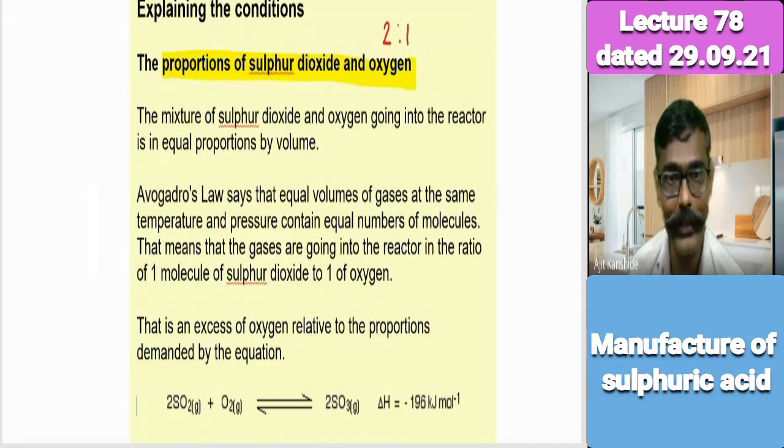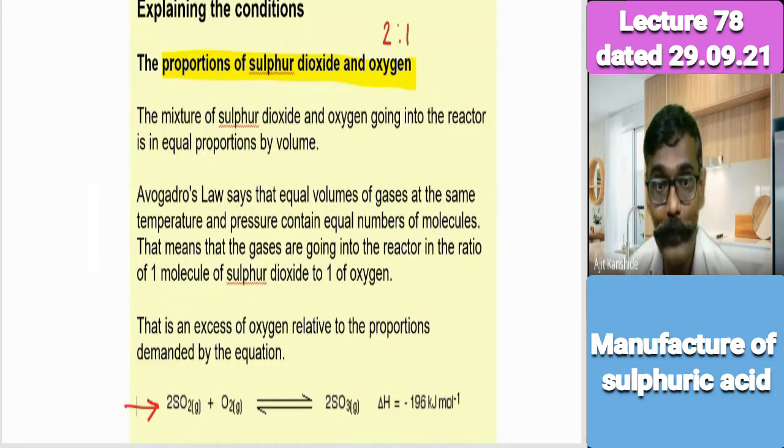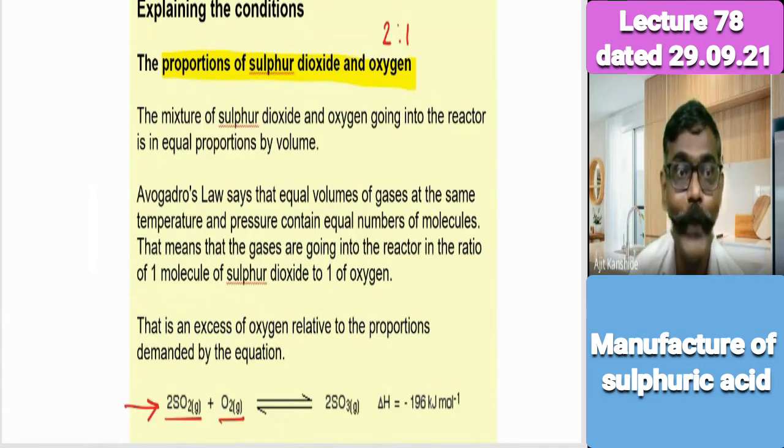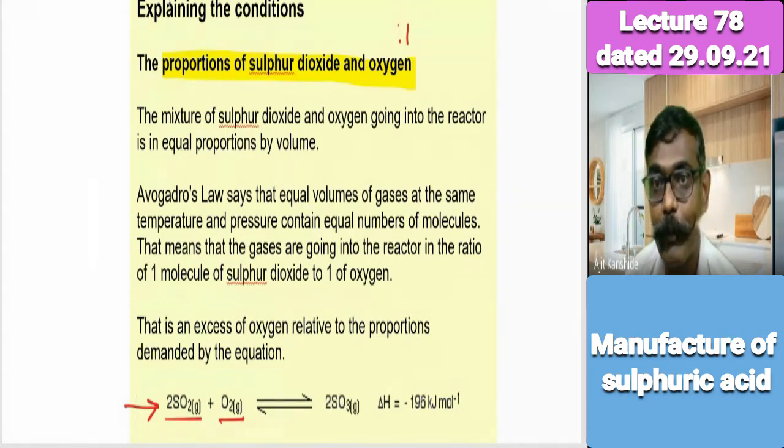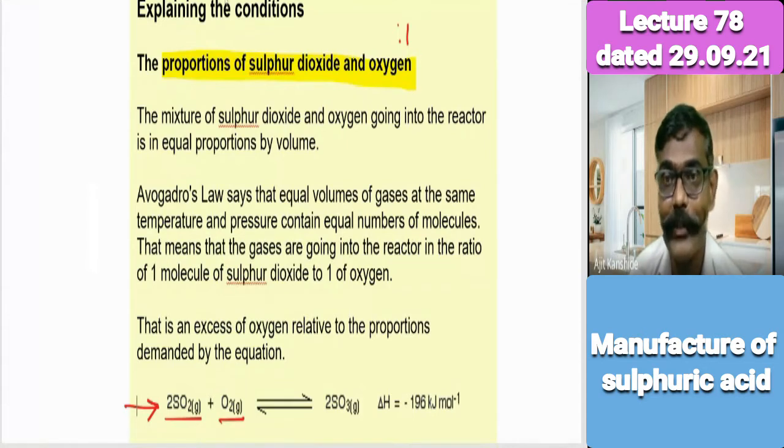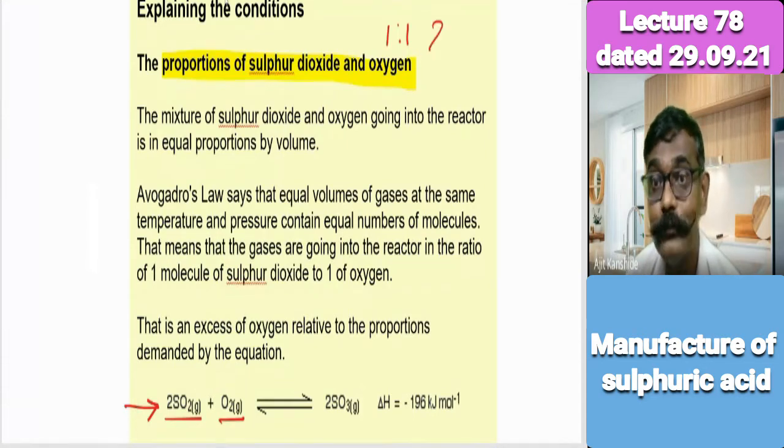See the reaction at the bottom. 2 sulfur dioxide molecules and only 1 oxygen. So the expectation was 2 is to 1. But what is the reality? What is the practice? Practice is 1 is to 1. Why? That we are discussing.